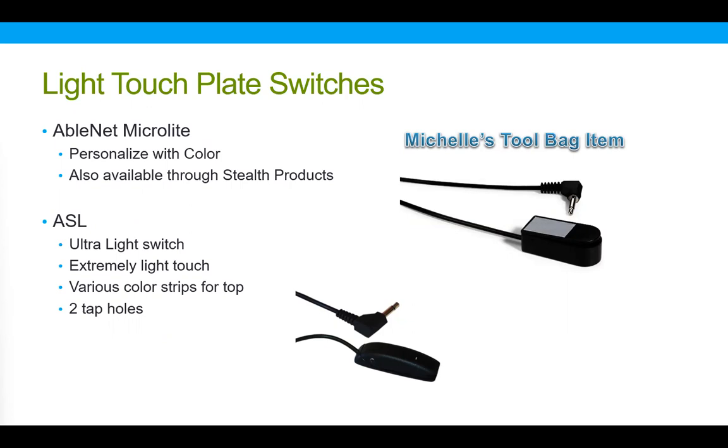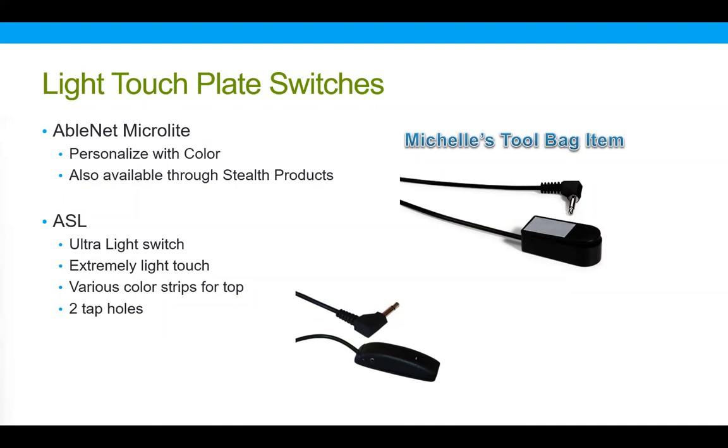ASL, Adaptive Switch Labs, a few years back now, has come up with something similar called the ultralight switch. It's very light touch, and you can also change the color of a sticker on the top of this. It has 2 little tap holes in the bottom for mounting. The Microlight does have 1 tap hole as well, or you could use Velcro.